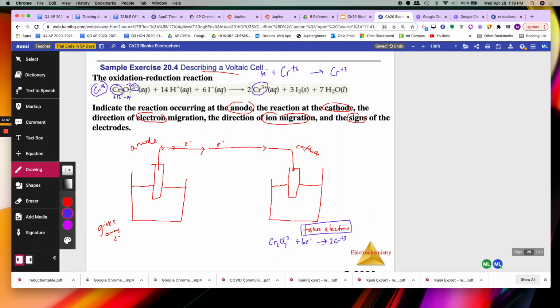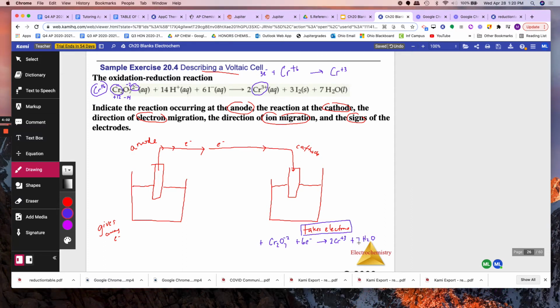So I'm going to balance this a bit. You have some oxygens there, so I'm going to need some water to balance the oxygen, 7 waters. And I'm also going to need some H pluses on this side to balance the H's, 14 H pluses. So that's what's happening in the cathode.